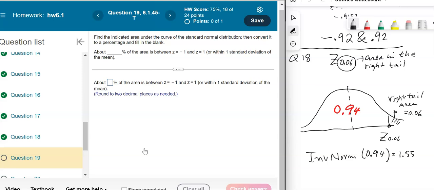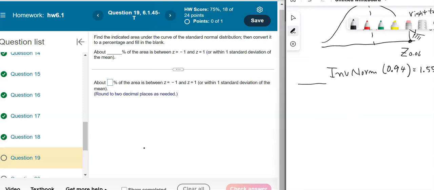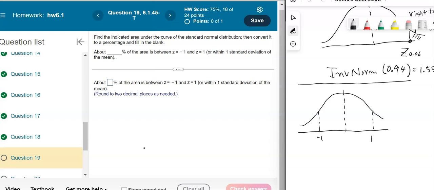Now fill in the blank. Find the indicated area under the density curve in order to then convert it to a percentage and fill in the blank. About how many percent of the area is between -1 and 1? I want you to remember 68%. Okay. But you know they want it in decimal, so I'm going to do this. Z is -1 to +1. This is about -1. This is +1.